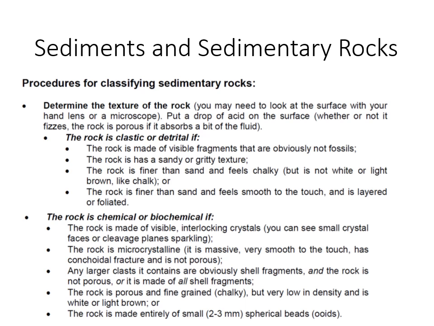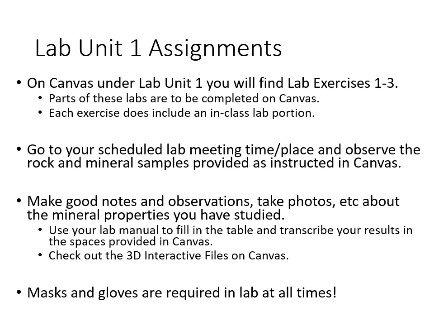So for Lab Unit 1, we have 3 assignments, exercises 1 through 3. The first part of these you will find under lab exercises 1 through 3 in Canvas, and it's going through the reading that I've provided on Canvas and answering some questions that go with it. There's then a portion where you'll come into the lab to actually look at some samples. So you want to go to your regular scheduled lab meeting time and place, look at the mineral and rock samples as instructed on Canvas.